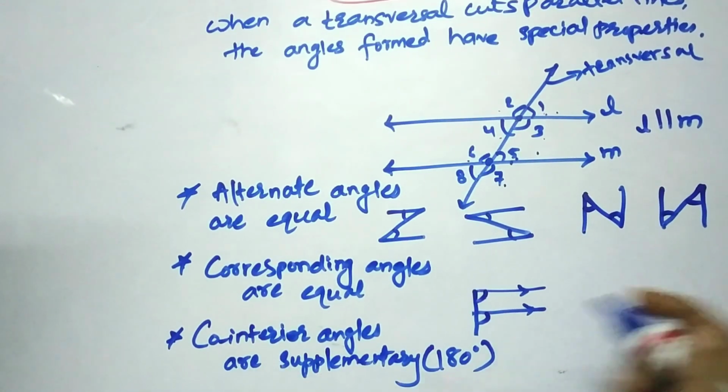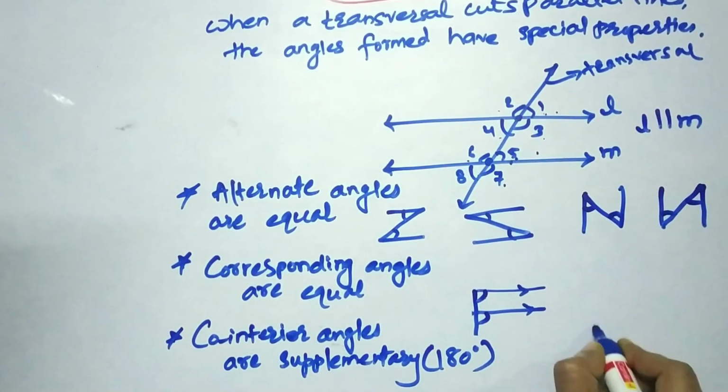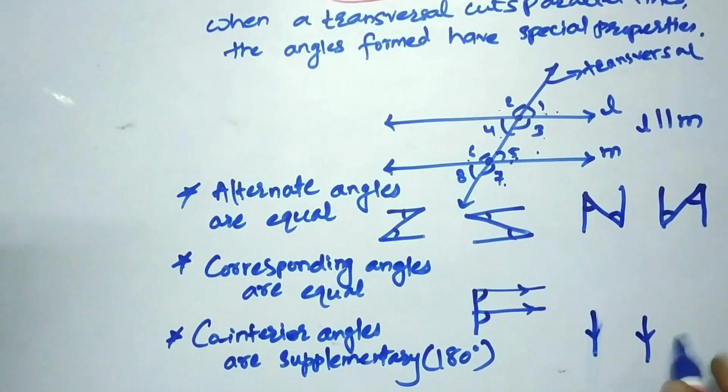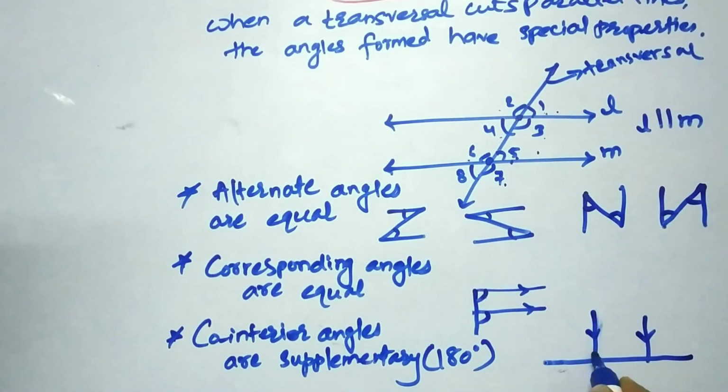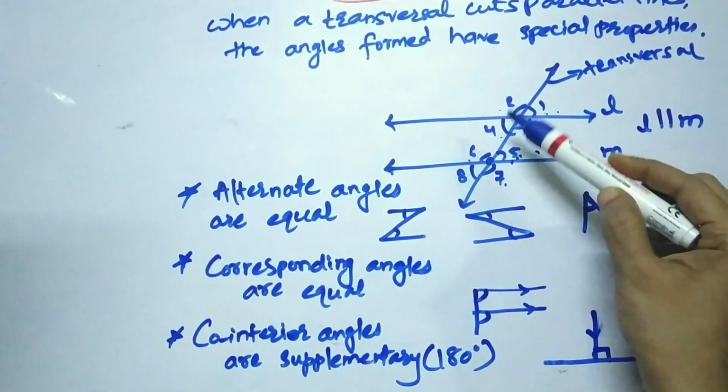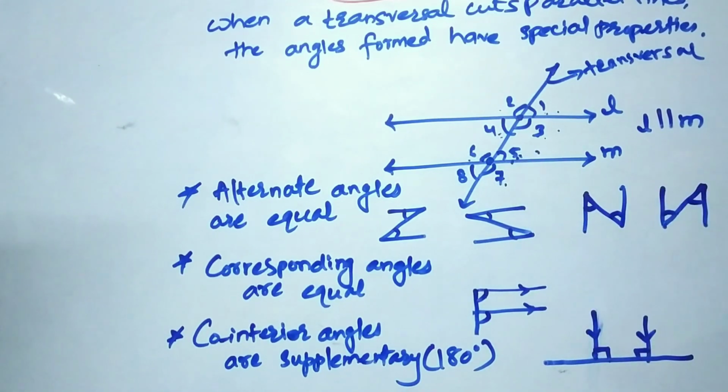So here co-interior angles are these kinds of angles. Suppose these are the two parallel lines and we have this transversal cutting these two lines. The angles forming here add up to 180 degrees. So you can see here 3 and 5 give 180 because they are co-interior. In the same way 4 and 6, they are also co-interior.